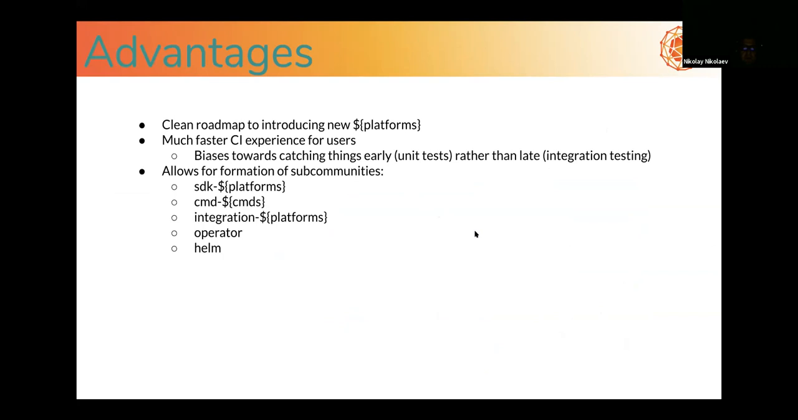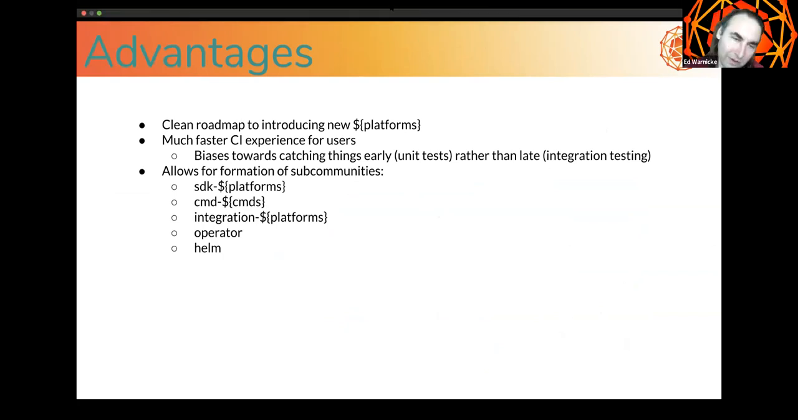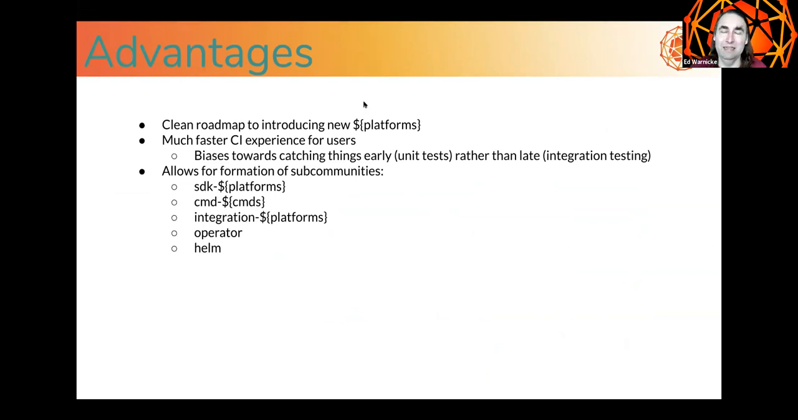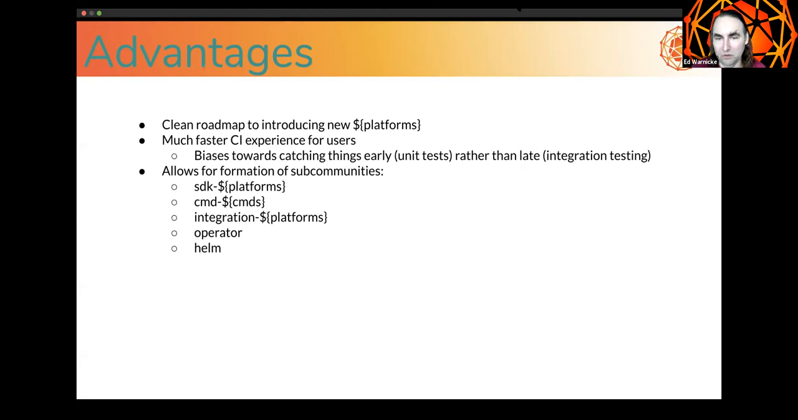These are the advantages. Cool. The advantages: it gives us a clean roadmap to introduce new platforms. So if someone comes in and says something like, I would like to do a mumble forwarder, the answer is, that's fantastic. We can give you an SDK-mumble and a command forwarder-mumble repo and go play, right? And that doesn't get directly in the way of things. It allows for a much faster CI experience for users, because you push things and a minute and a half later, the CI has gone through. It also tends to bias towards catching things earlier with unit tests rather than later with integration tests, which I think over time is going to be very positive.